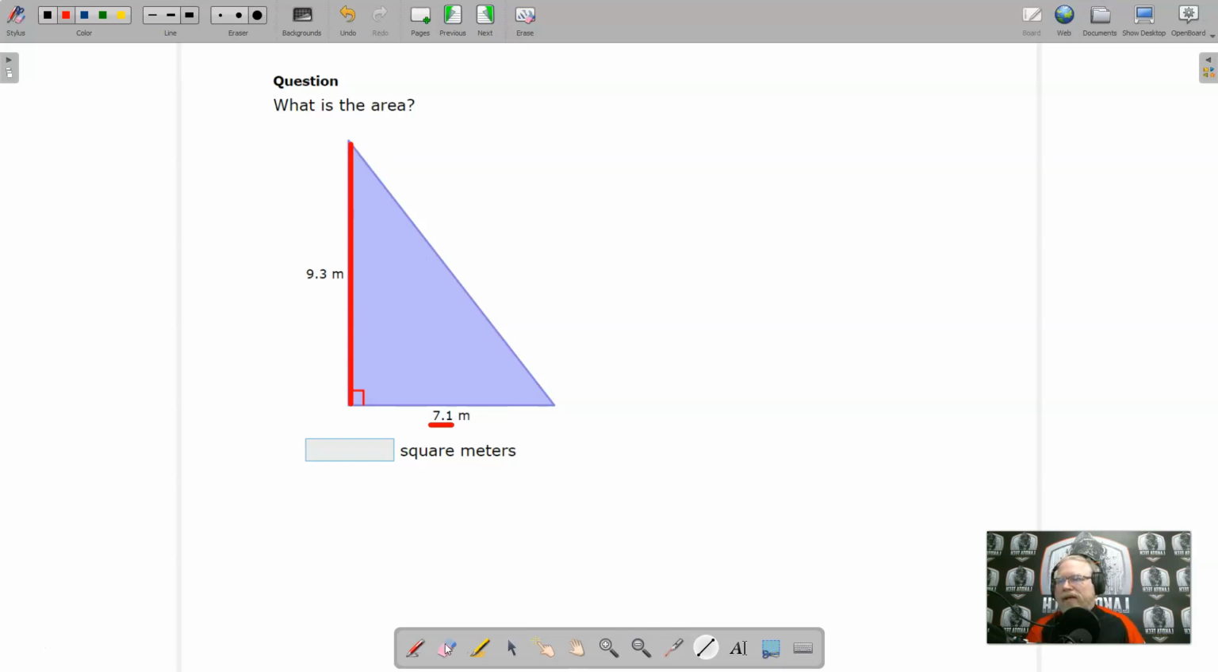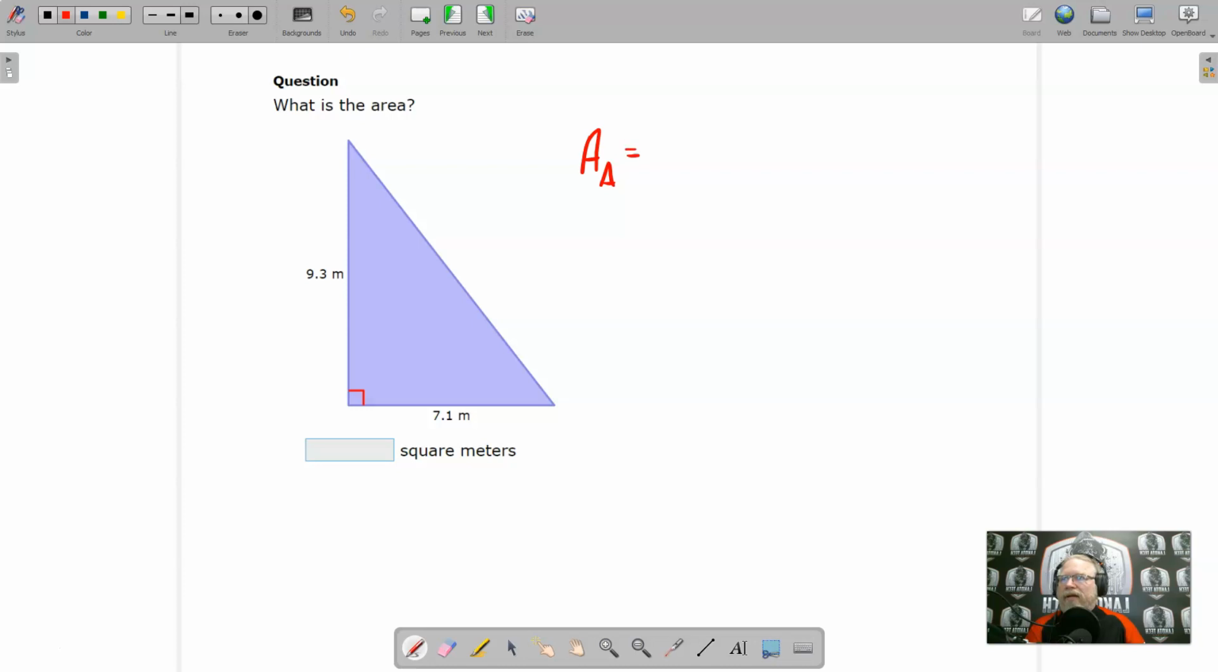Now, if we flip this thing over on its side to where this 9.3 side is going horizontally instead of vertically, then this here would become our height. So you can see that either way with the right triangle, the height is congruent with the side lengths, either side that is connected to the right angle. Just for the fun of it, the side that is opposite a right angle on a triangle is called the hypotenuse. So the formula is going to be the same.